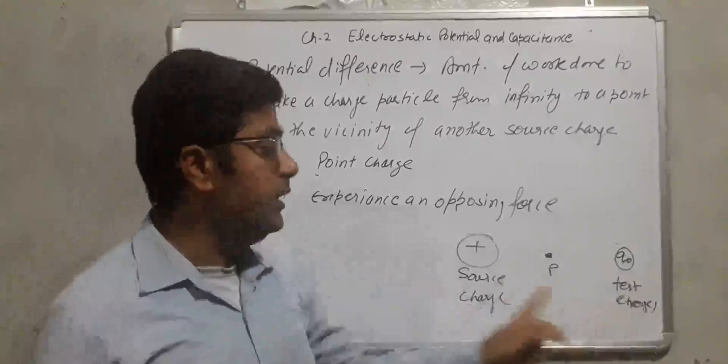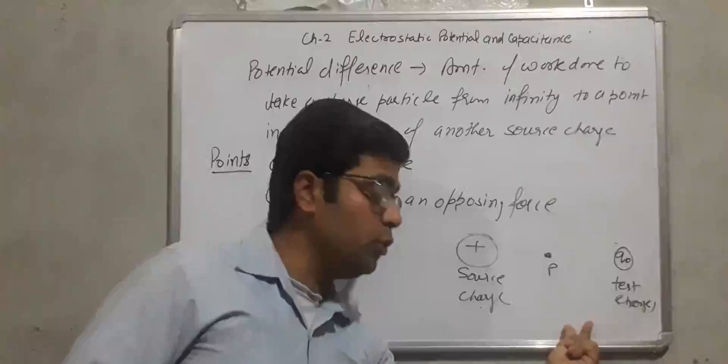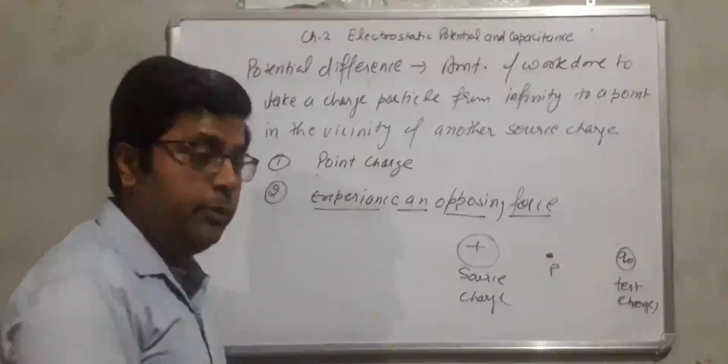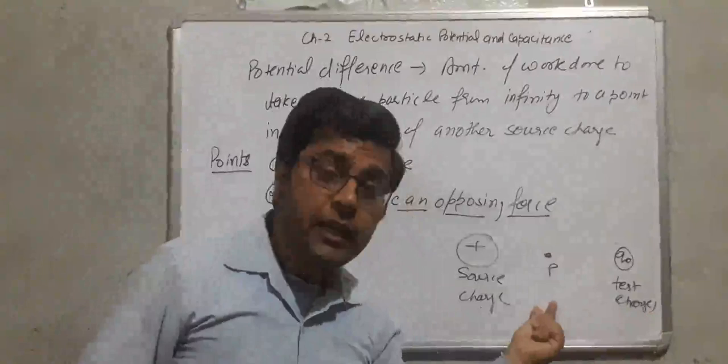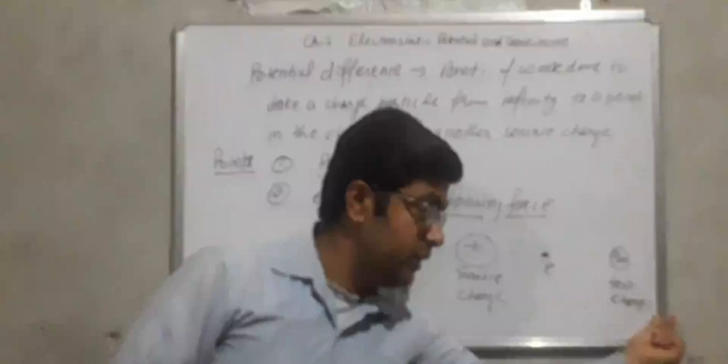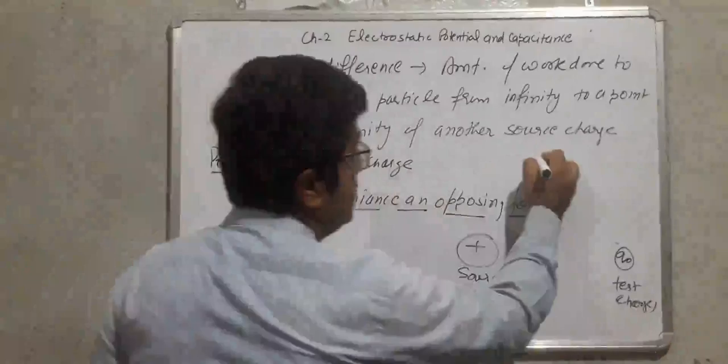This source charge is also of positive polarity. So as we bring this test charge nearby to the source charge, definitely there is a repulsive force experienced by the test charge. It means it experiences an opposing force. The charge we bring from infinity to a point P continuously experiences an opposing force, but still we are trying to take the test charge to point P. That's why I am telling you this is known as shamta, the ability of the body to do some work. Still there is a repulsive force.